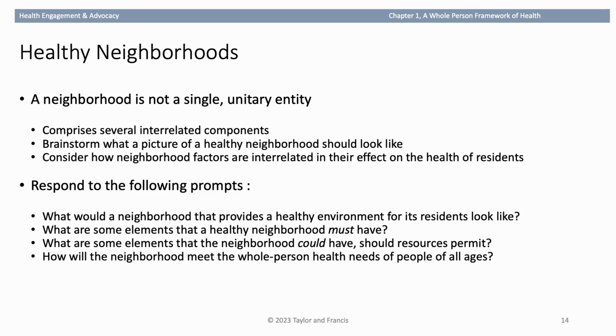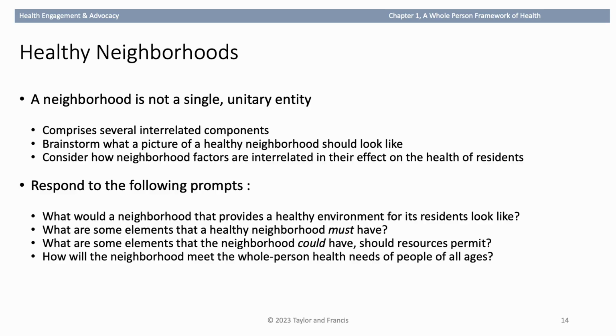So a neighborhood is not a single unitary entity. It comprises several interrelated components. What might be a picture of a healthy neighborhood? What all would it include? How should the neighborhood factors be interrelated in their effect on the health of residents for good health for all? Once you think through that, respond to the following prompts.